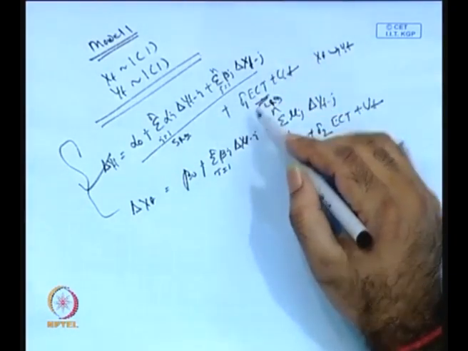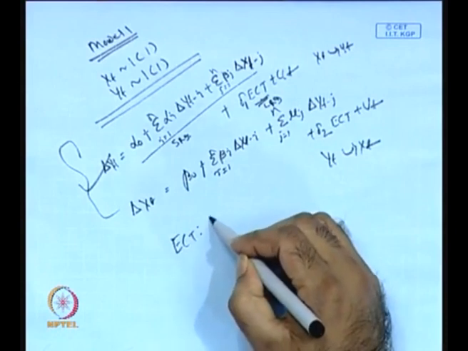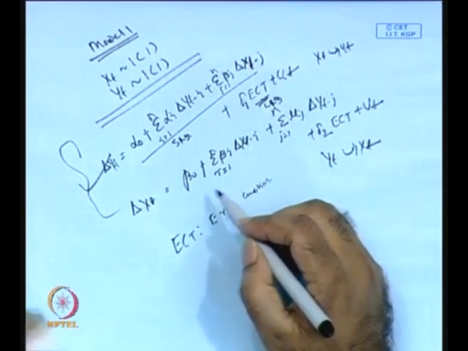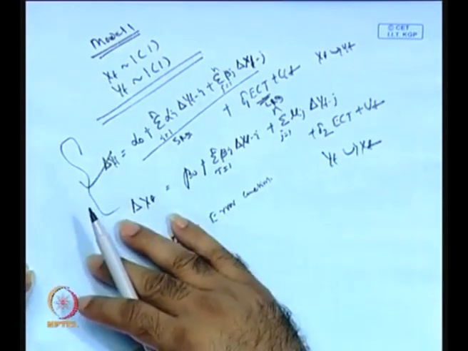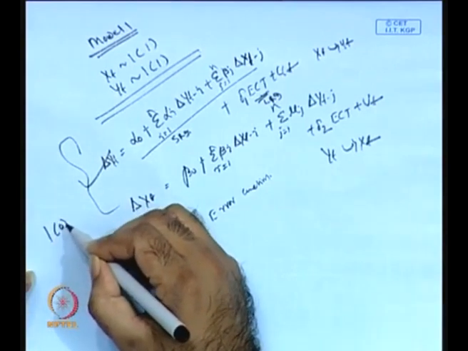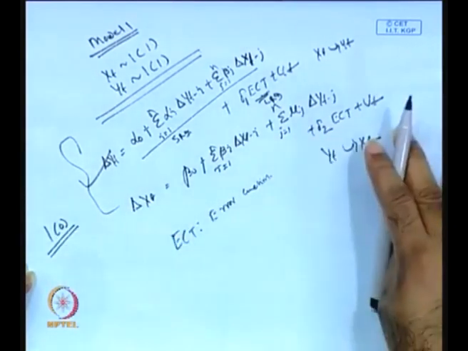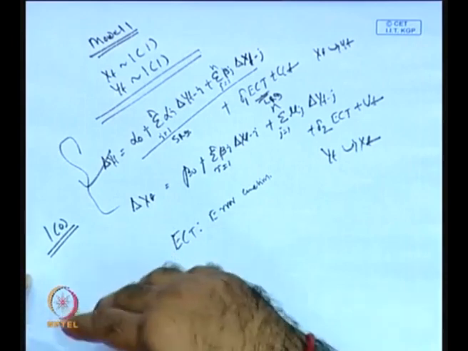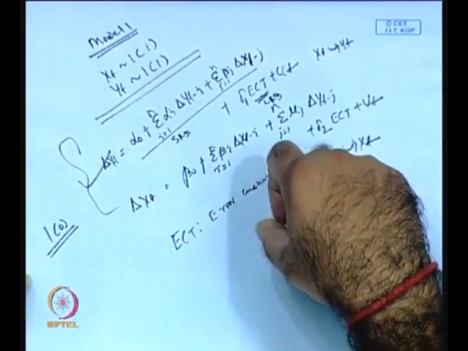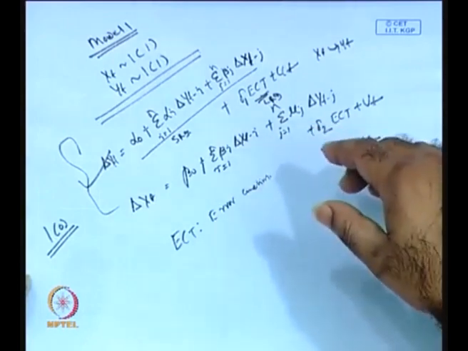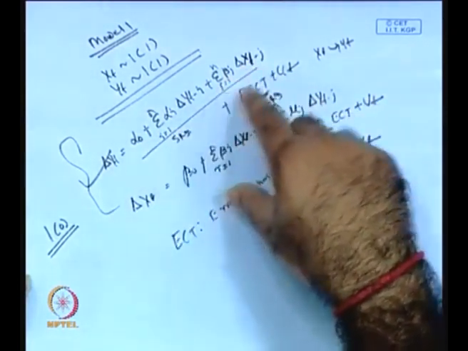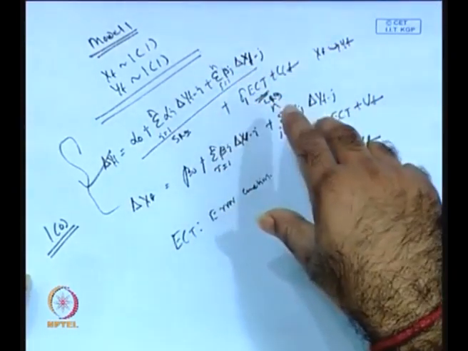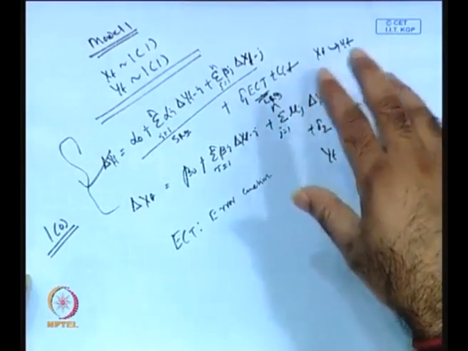You remember this particular ECT here. ECT stands for error correction term. Here, the standard format is that the variables are cointegrated, but we are using data that is integrated of order 0 to justify the causality. How to get this ECT? Other items are always available, you just apply the first difference, but the ECT is not available directly, so you have to derive it.